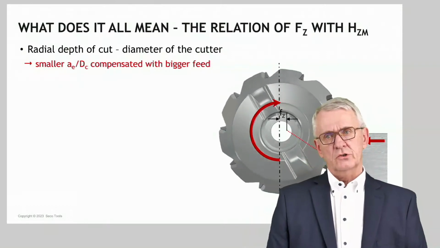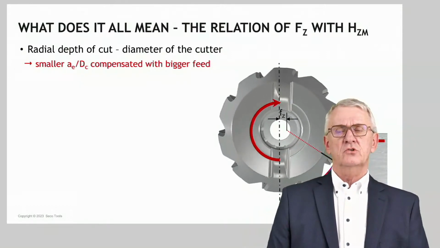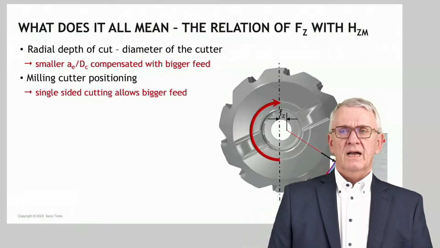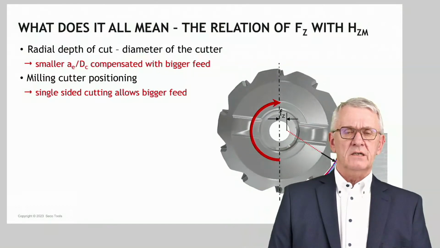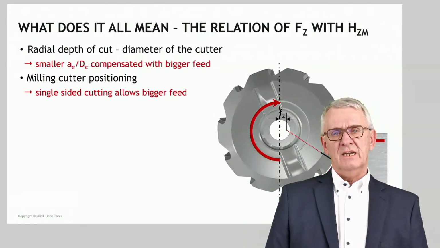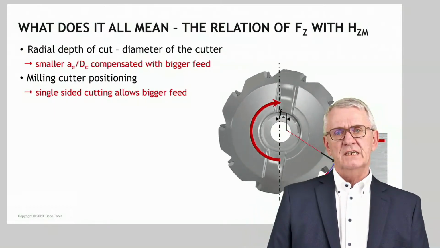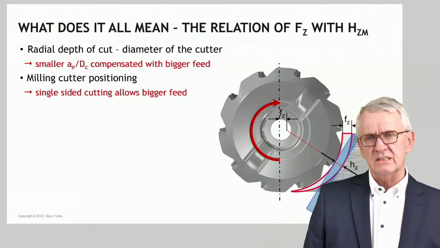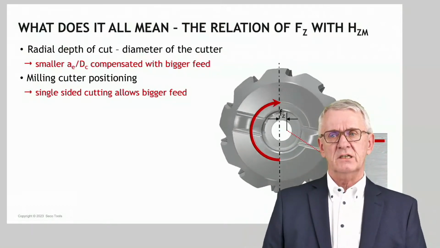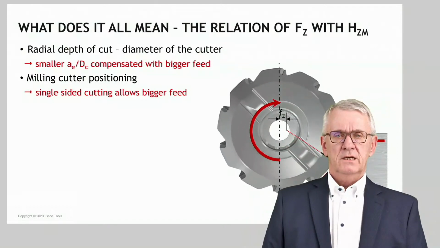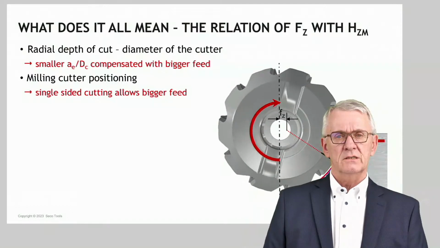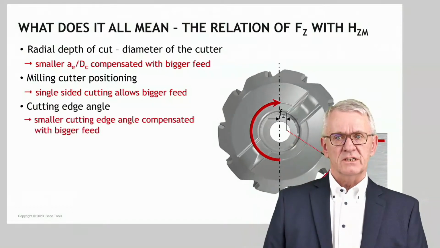Of course, the opposite is also true. A big AE/DC ratio should be compensated with lower feed, smaller feed. Single-sided milling cutter positioning gives you the possibility to increase your feed. Central milling also means that you have to reduce the feed. And now I come back to my situation A, B, and C. Of course C is more productive. Of course positioning C is faster because you can use a bigger feed. Then in situation B, the central milling I showed you in the beginning of this presentation, this is the reason for it.